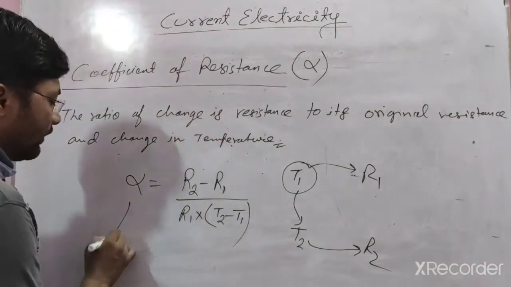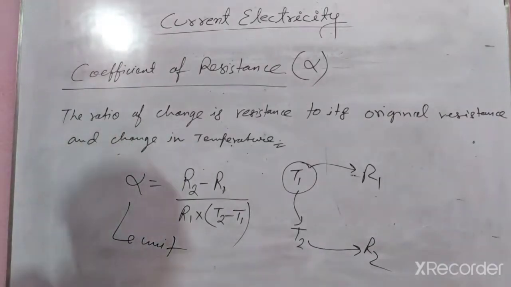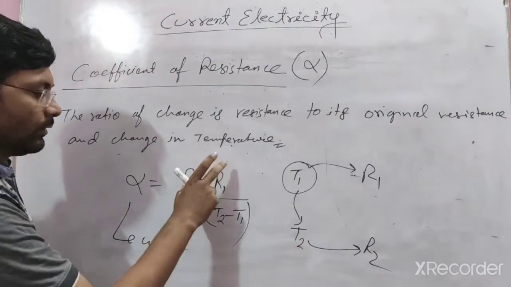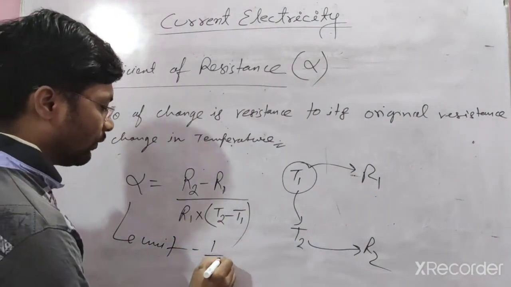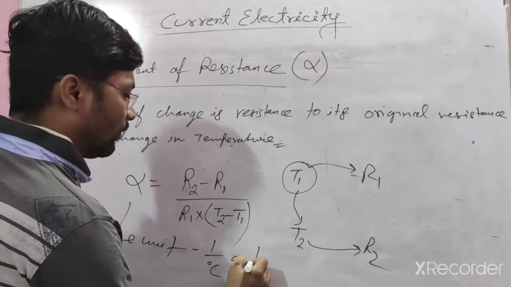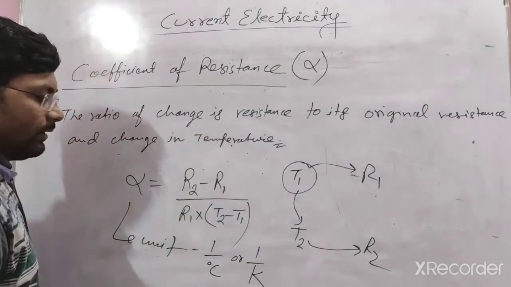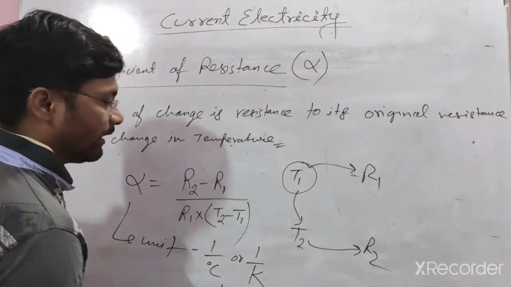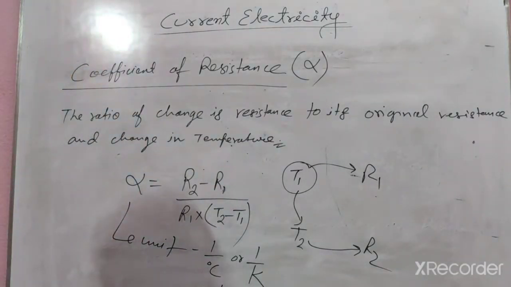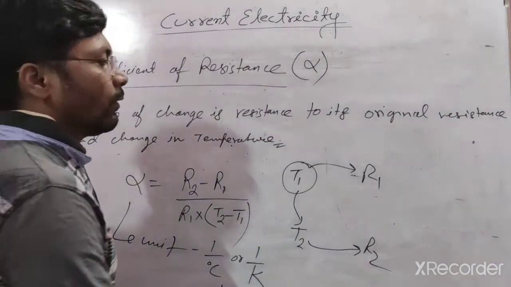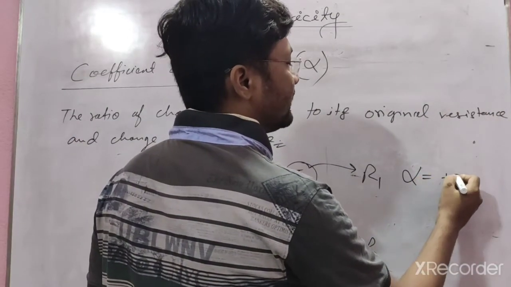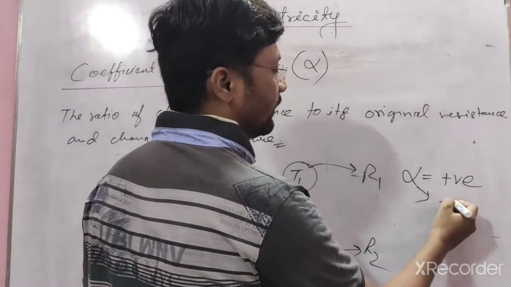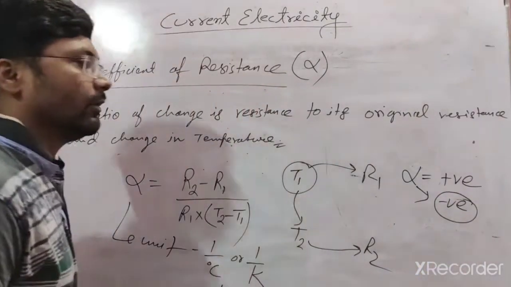So what will be the unit of the coefficient of resistance? Now R2 minus R1 is in ohm, R1 is also in ohm, so they cancel, and the unit is 1 by degree Celsius or 1 by Kelvin, in whatever unit you may write. It is known as the coefficient of resistance. For metals, the value of the coefficient of resistance is positive, and for non-metals and semiconductors, the value of the coefficient of resistance is negative.